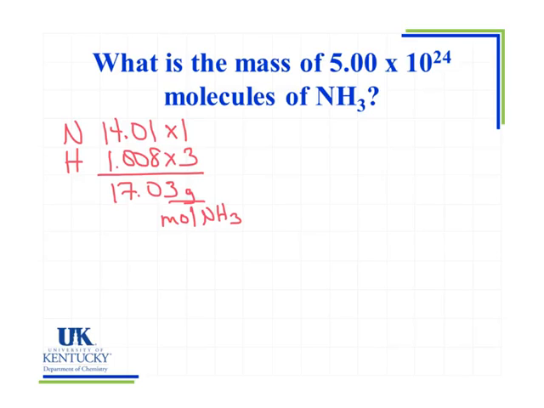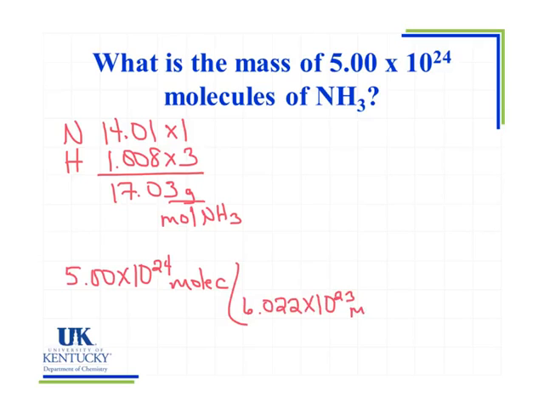And so we see our molecules, 5.00 times 10 to the 24th molecules, and we can abbreviate this MOLEC. We want to avoid MOL for molecules because that represents moles. So we have 5 times 10 to the 24th molecules, and here I'm going to use Avogadro's number. I'm going to convert to moles because once I get to moles, then I can use my molar mass to find the mass. And so here we have 6.022 times 10 to the 23rd molecules per mole.